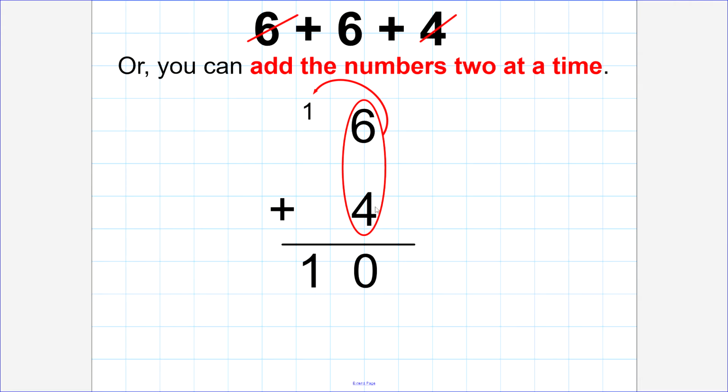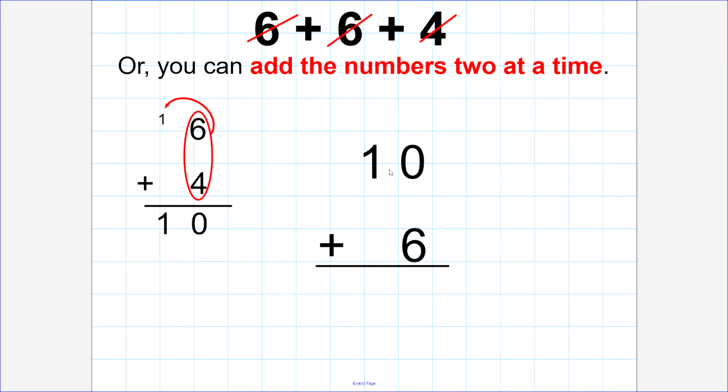Now that I've added 6 plus 4, which equals 10, the only addend I have left to add is 6. So I'll take the 10 from 6 plus 4, and I'll add my other addend, 6. Since now I'm adding that last addend, I'll go ahead and cross it off in the problem. 10 plus 6 is easy for me. I can add it in my head. 10 plus 6 equals 16. So the answer to my entire problem, 6 plus 6 plus 4, is 16.